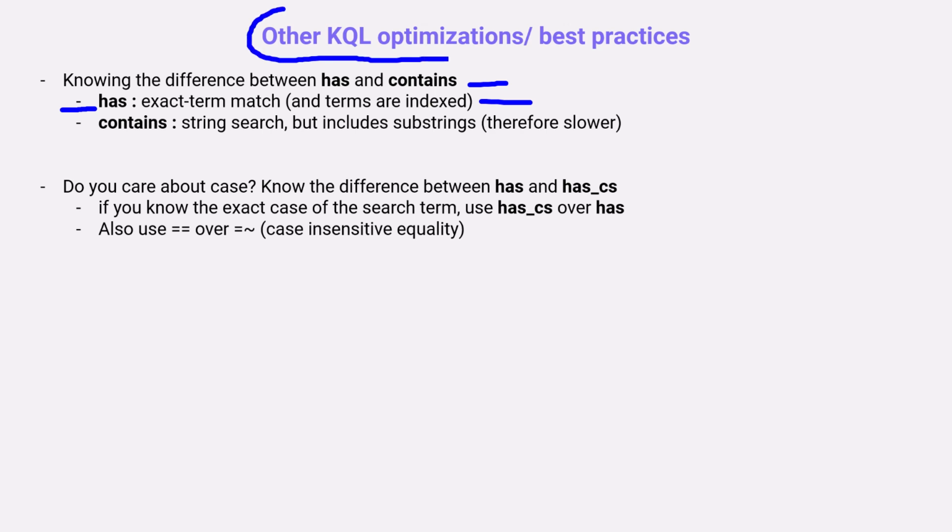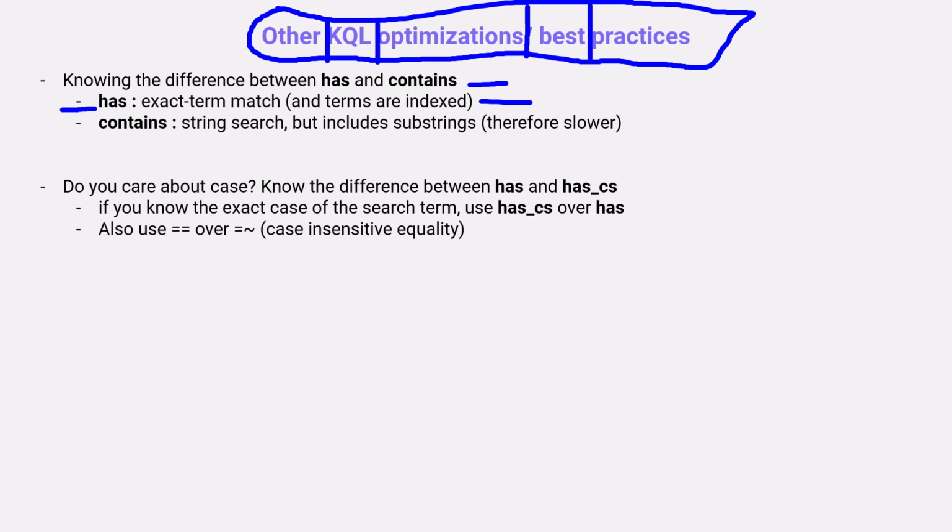So if this title here was my whole string, a term would be this, like so. These would be my different terms. And so if I was to search for KQL, then it would return from a has operator. But if I was to search for KQ, it wouldn't return from the has operator, but it would return from the contains, because that also searches for substrings, right? And that makes it a lot slower because it has to search through all the different combinations of substrings, not just the terms. And the substrings obviously are not indexed, which makes it a lot slower.